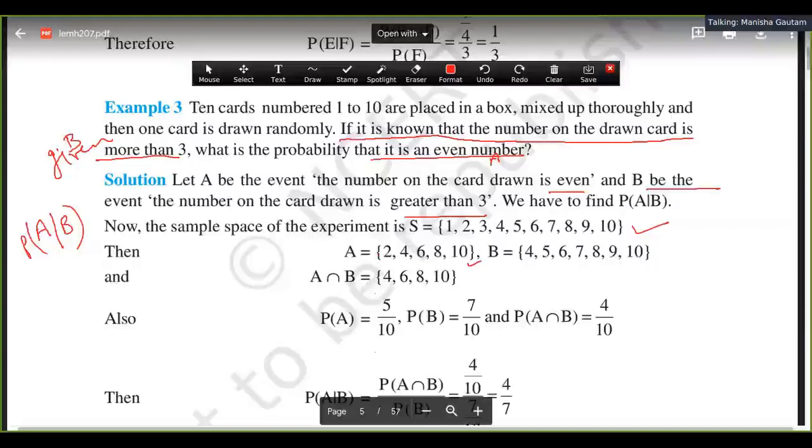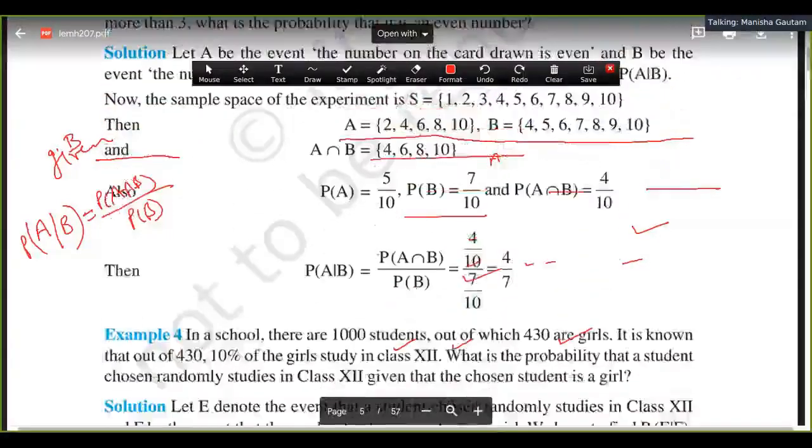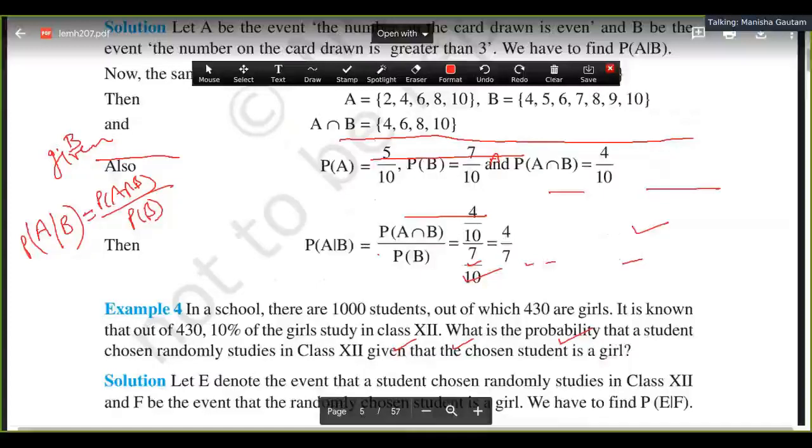B means number greater than 3, 4 to 10. Now the intersection part is this one. Probability of A, probability of B, probability of the intersection. Now you want the probability of A if B happened: probability of A intersection B divided by the already happened event probability. Now you put the values, 4 upon 10 divided by 7 upon 10, it comes out 4 upon 7.